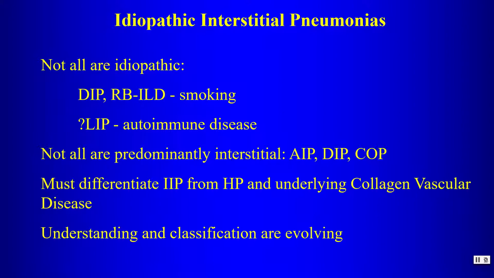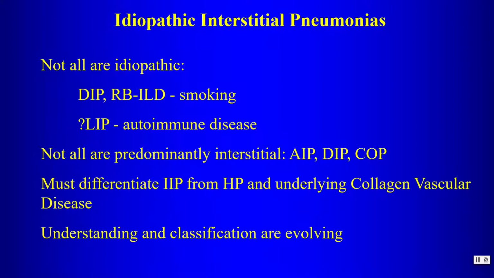Not all of these diseases are predominantly interstitial. We'll see that AIP, DIP, and what Liebow originally called BOOP, which we now call COP, or cryptogenic organizing pneumonia, that these are predominantly diseases of the air spaces as far as their manifestations, and not so much interstitial.